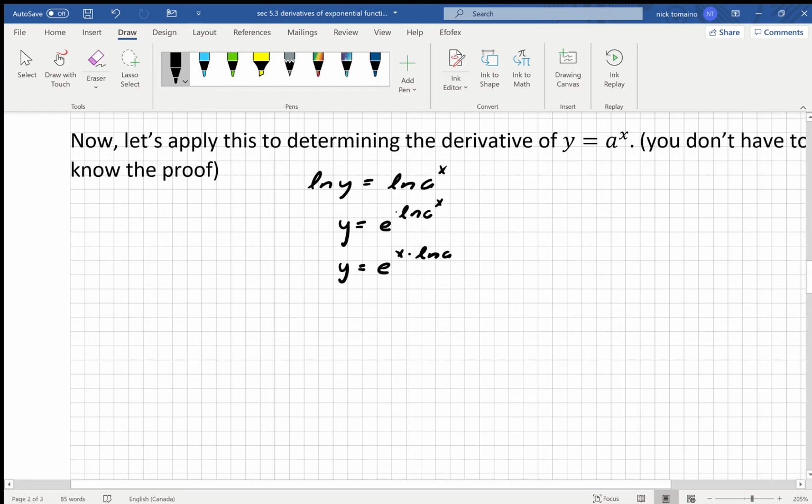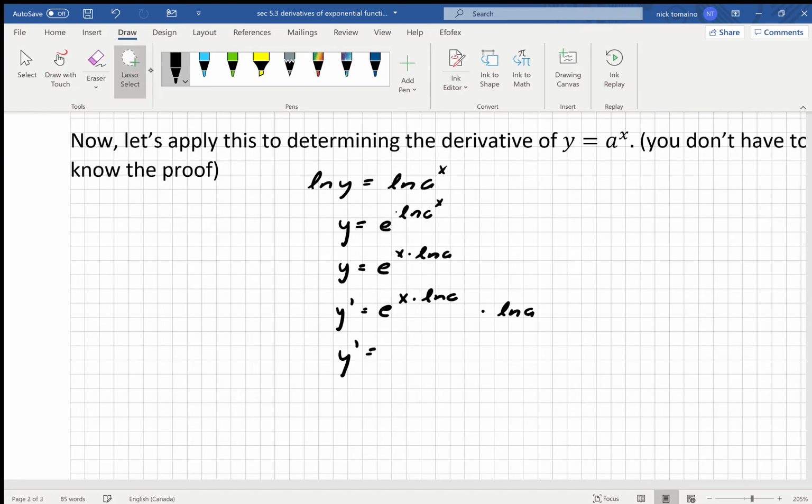All right, and now we're going to use our chain rule. So we have that the derivative is equal to the original function, which is e to the x times ln a, times the derivative of this right here, which is just ln a. Beautiful. Just about done. So we're just going to rewrite this back into this form here. We don't have to really do this, but we will.